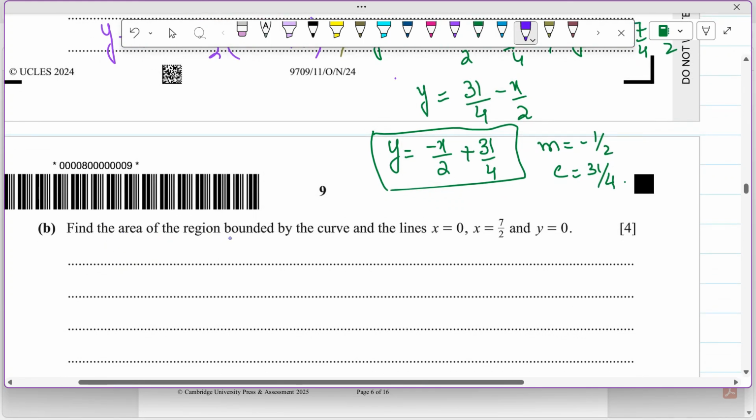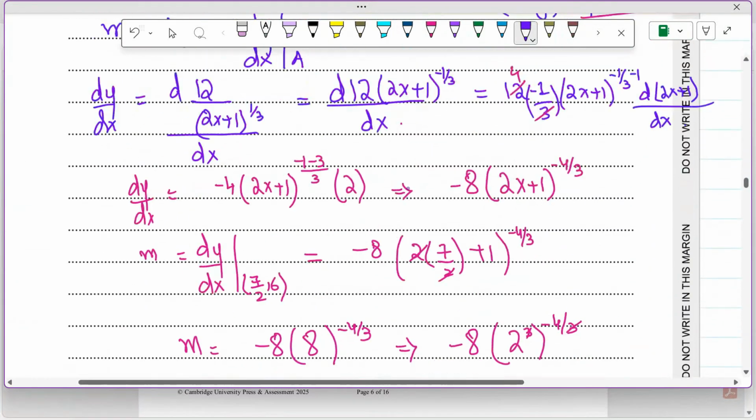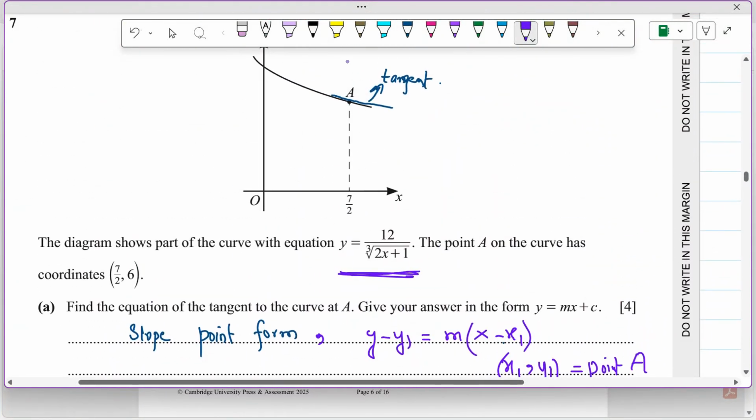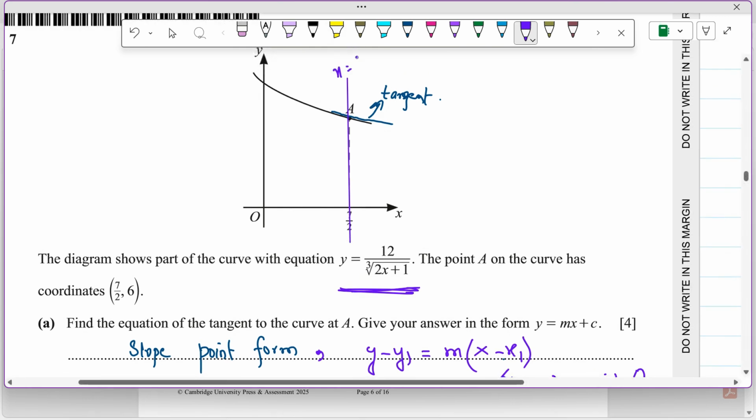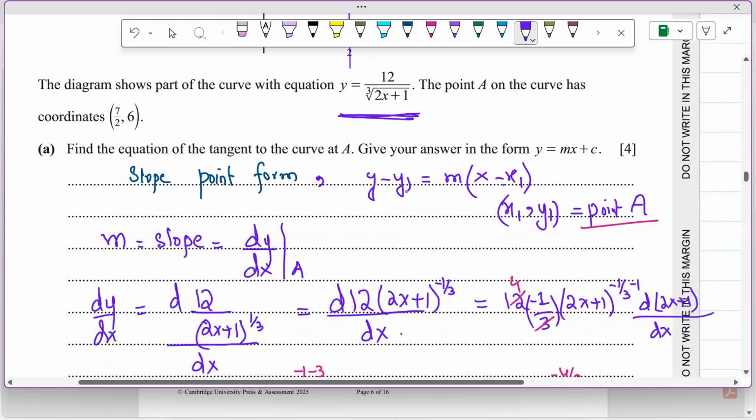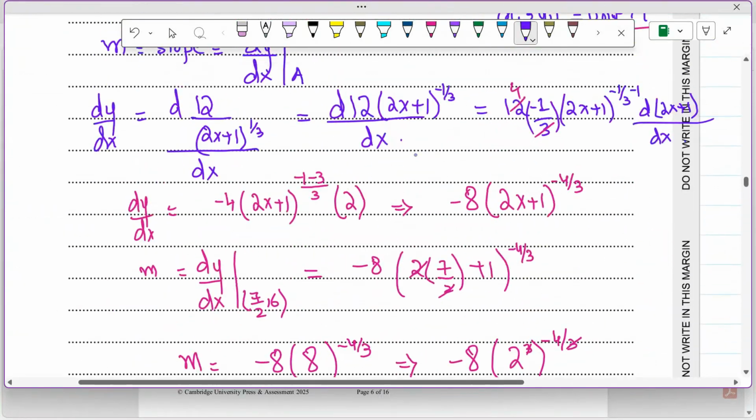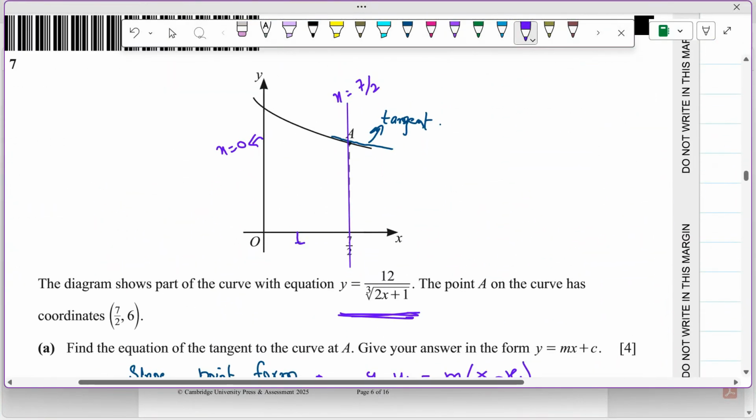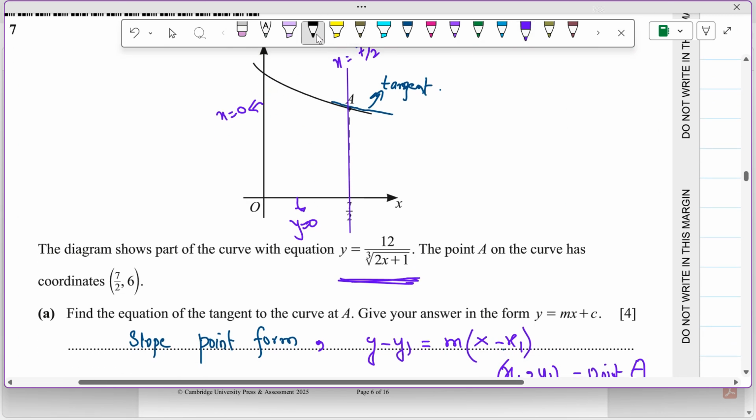Part B, find the area of the region bounded by the curve and the lines x is equal to 0, x is equal to 7 over 2 and y is equal to 0. This line is x is equal to 7 over 2. This line is x is equal to 0 and we have the line y is equal to 0. So we need to find the area bounded by the curve and these three lines.